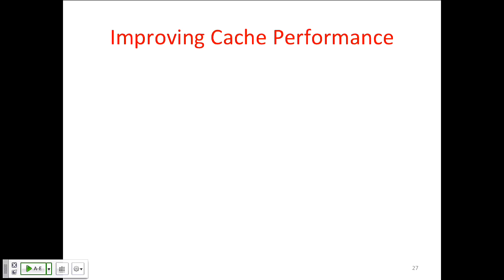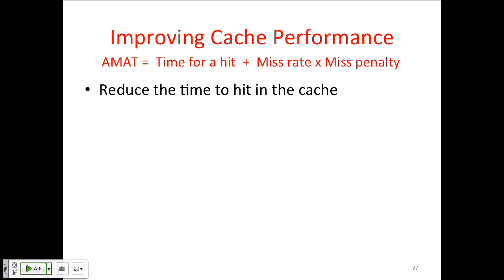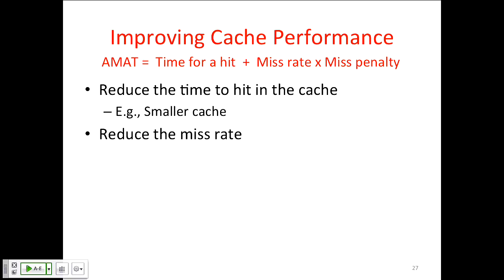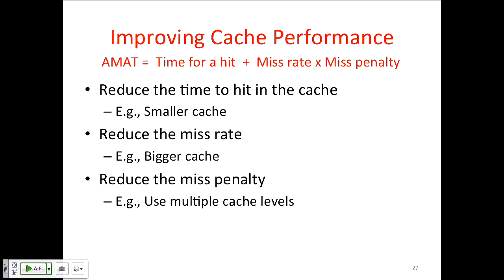Now, one thing architects like to do is improve cache performance. And if you look at the AMAT formula, it is very clear what you have to do. Reduce the time for a hit. Make the cache smaller would be an example, because hit time is an important component of the AMAT. Second thing you might do is reduce the miss rate. That's another important component. How would you do that? You make the cache bigger, right?